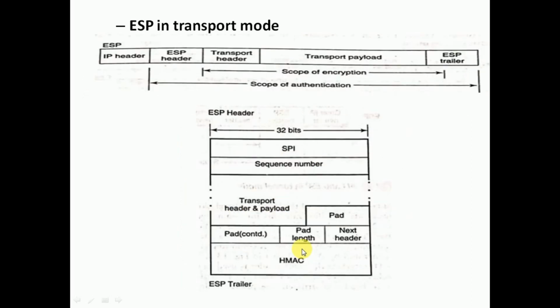The same is available for the ESP also. Now, as I told, ESP provides both authentication as well as encryption. So now this is the part for the encryption which will be considered, and this is the part for the authentication which will be considered. Then we have an SPI, then sequence number, then some sort of padding will be added in the ESP. Then what is the length of the pad, what is the next header, and HMAC.